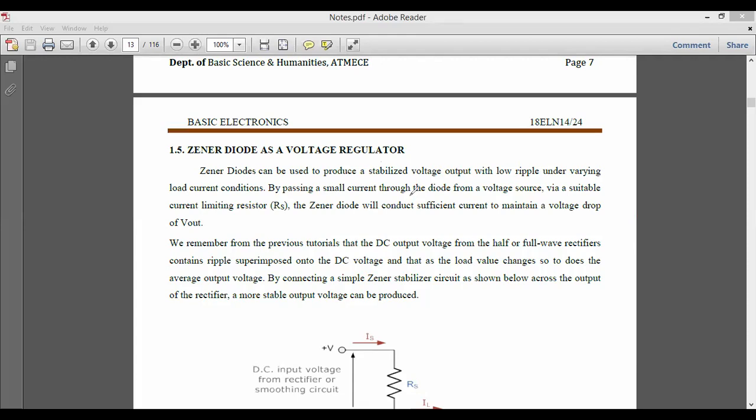So by making use of a Zener diode, it is possible to maintain the output voltage constant, or stabilized, under the varying load condition. And how can this be achieved? By passing a small current through a diode from a voltage source via a current limiting resistor.